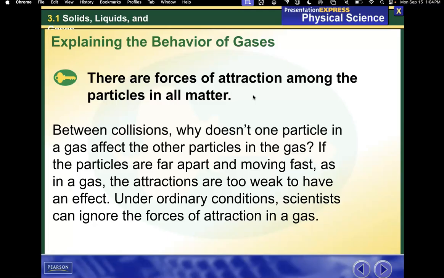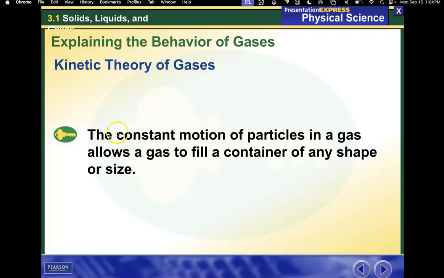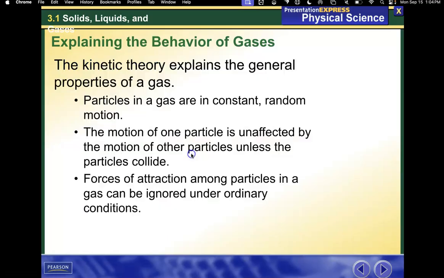There are forces of attraction among the particles in all matter. Between collisions, why doesn't one particle in a gas affect the other particles in the gas? If the particles are far apart and moving fast, as in a gas, the attractions are too weak to have an effect. Under ordinary conditions, scientists can ignore the forces of attraction in a gas, and in fact we do. The constant motion of particles in a gas allows a gas to fill a container of any shape or size.